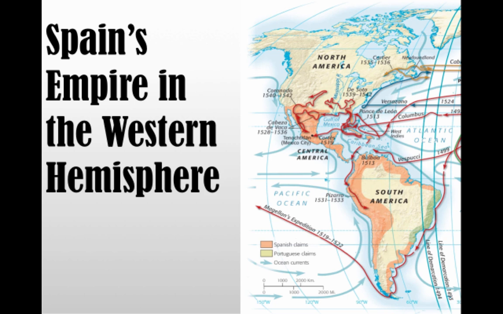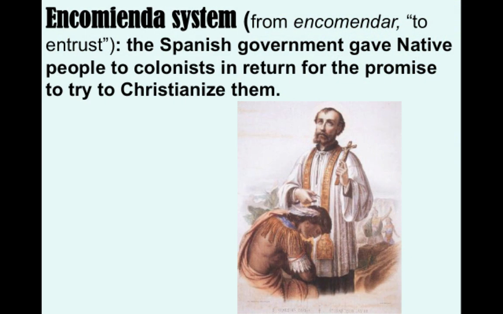Now here's the thing that happens. The Spanish had this very complex, confusing relationship with the native people. And it was based upon this assumption that these people that they were coming into contact with, these complex societies, were nothing more than savages. In fact, one of the systems that develops, especially in places in the Caribbean, in Mexico, and Peru, is this encomienda system. And it basically means to entrust.